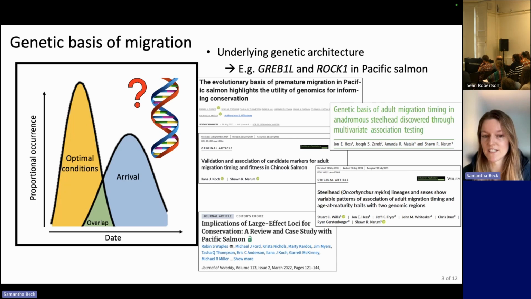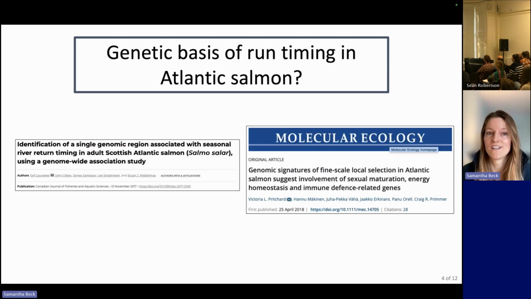So this is something really to consider when we're thinking about conservation, but there is also a lot of debate surrounding the usage of large effect loci for conservation as well. So this brings us to ask what we know about the genetic basis of run timing in Atlantic salmon. Two studies, one by Eve and one by Vicky, have found a single region with a gene associated with run timing. But other than this, like a single study in Scotland and a single study in Finland, there are not many studies conducted on run timing of Atlantic salmon when you compare it to the Pacific salmon.